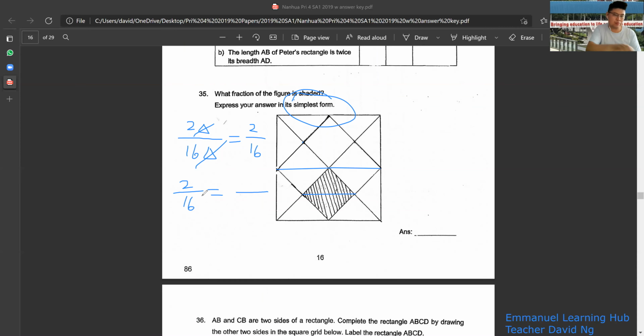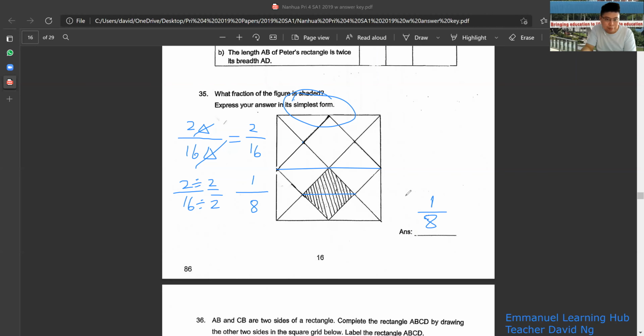Simplest form. You know how to get your simplest form? Oh, times 8? No. Times 2. Divided by 2. Divide by 2. Very good. Then it is equal to 1 over 8. Yes. Finally, you got it now. 1 over 8. Very good.